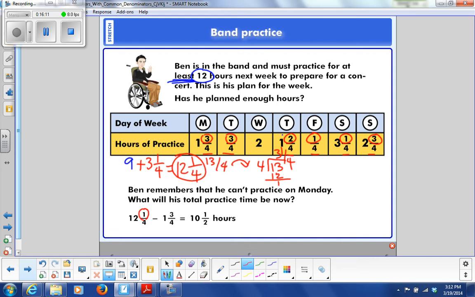And how I got that was I had to borrow. Okay, so I'm going to borrow here, and this will be 4/4. So 4 plus 1. So I have 11 and 5/4 minus 1 and 3/4, because that's how many hours we had here on Monday. Okay, so 11 minus 1 is 10. 5 minus 3 is 2/4. Okay, and I got to simplify my 2/4 because I can divide that by 2. So it equals 1/2. Okay, so 10 and 1/2 hours.